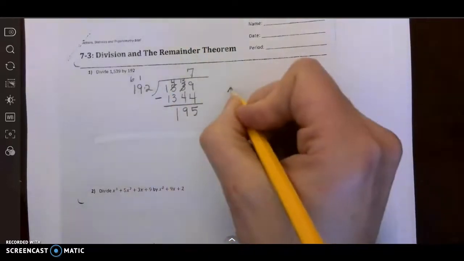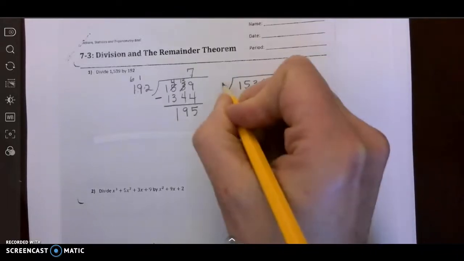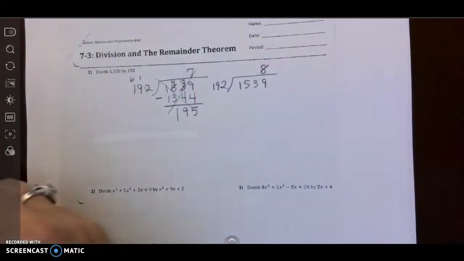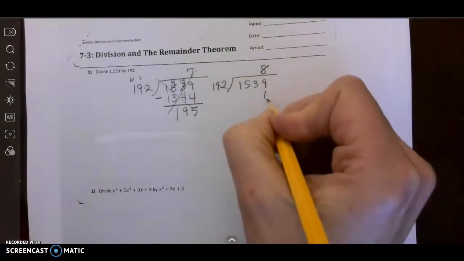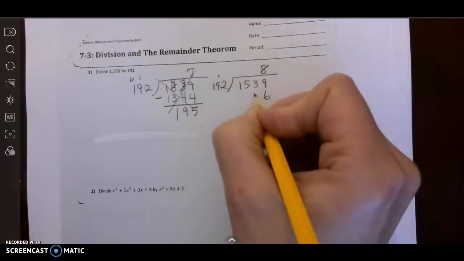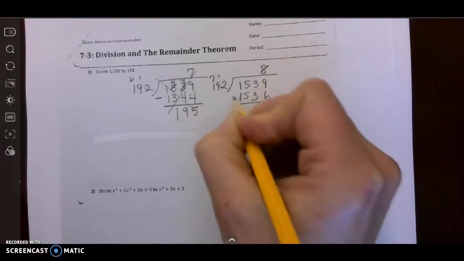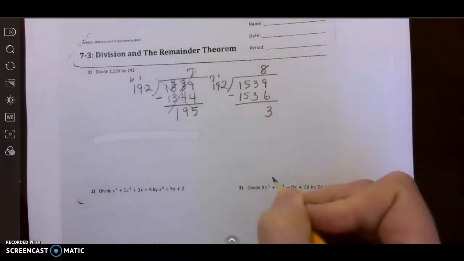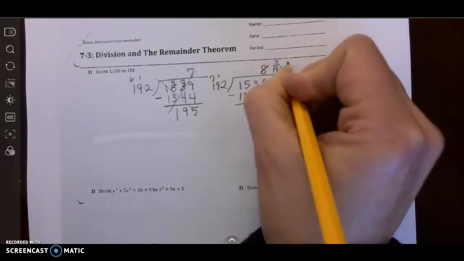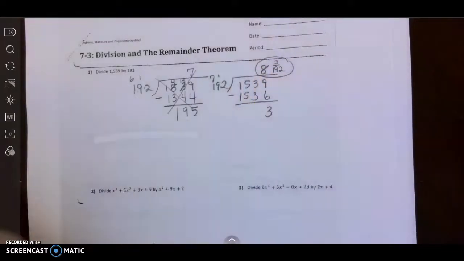So it means I must have to try an 8. Let's try that. 8 times 2 is 16, carry the 1. 8 times 9 is 72, plus 1 is 73, carry the 7. 15, oh, that looks a lot better, and I get a remainder of 3. We write our remainder as 3 over 192. So 8 with a remainder of 3 over 192.